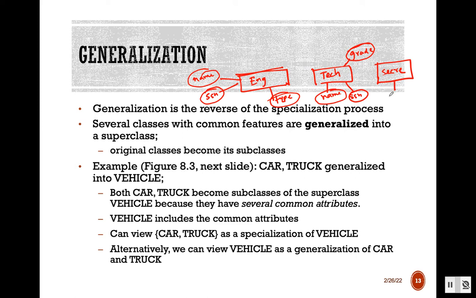Now each of the secretaries has a name, SSN and typing speed. Now I'm saying that I have multiple entities, but multiple entity types have some common attributes. So why don't I create a general entity using the common attributes? So in this step, this is a reverse process of specialization, where I'm going to use these subclasses and create a superclass out of them.